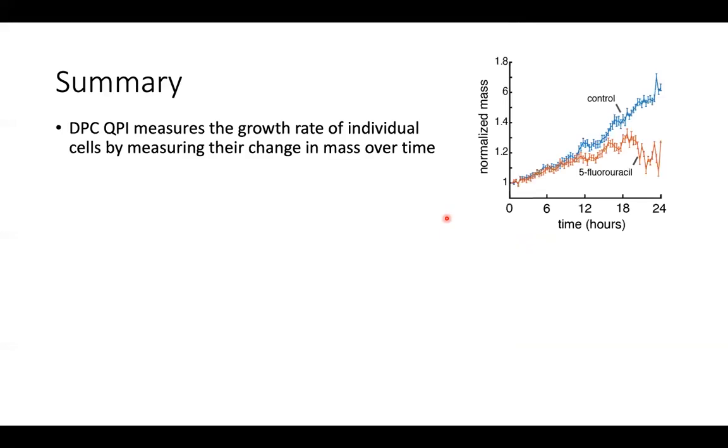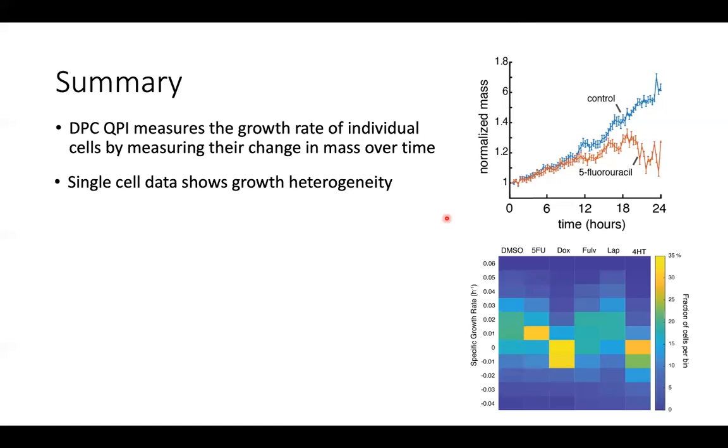In summary, QPI can be used to measure the growth rate of individual cells by measuring their change in mass over time. This allows us to measure the growth dynamics of cells at all time points, giving us more information than traditionally available using time-averaged assays. Since QPI measures the growth of individual cells, it also allows us to study the growth heterogeneity of a population of cells in response to cancer therapies, allowing us to identify and study partial responses to therapy, which becomes especially important in the clinical setting when trying to determine the best therapy for a particular patient.